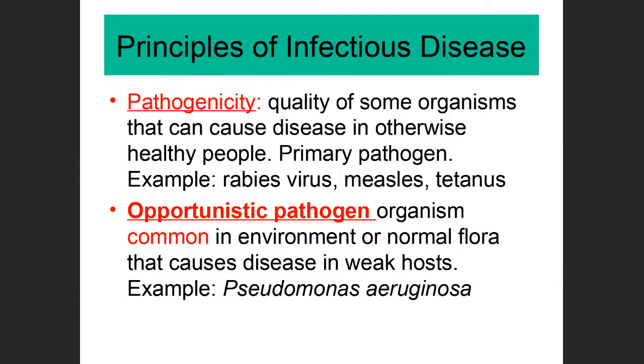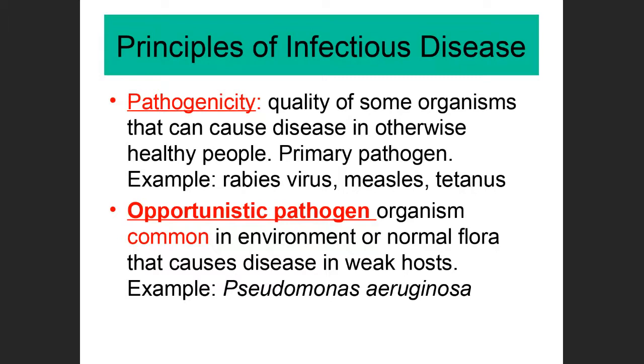Pathogenicity is the ability of organisms to cause disease in healthy people. So a true pathogen will be one that causes disease across the board, not just in immunocompromised or weak hosts, but in anybody. So rabies, measles, tetanus are examples of true pathogens.